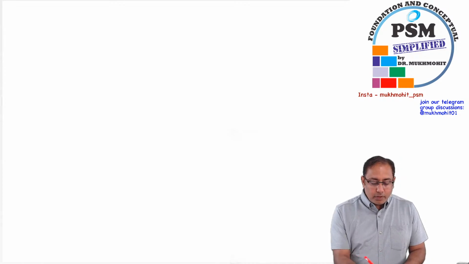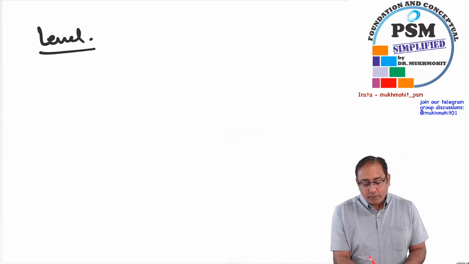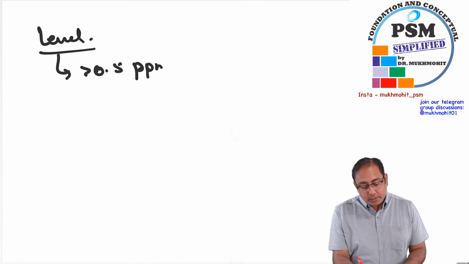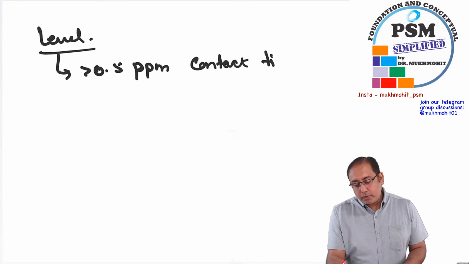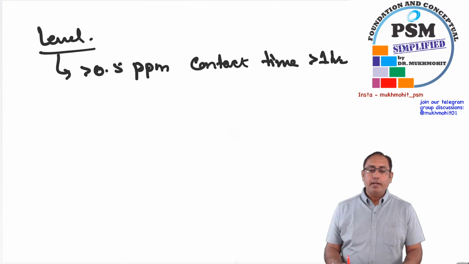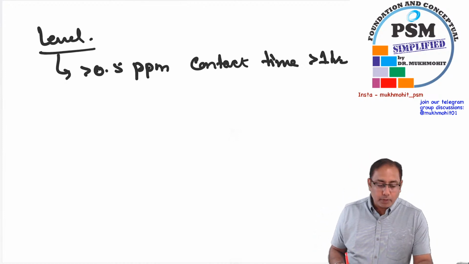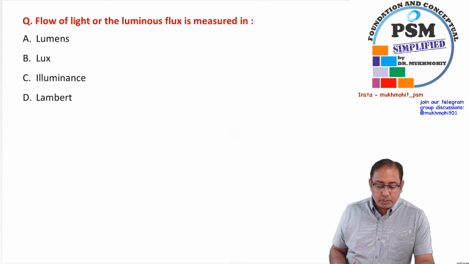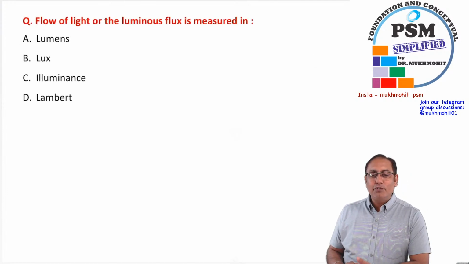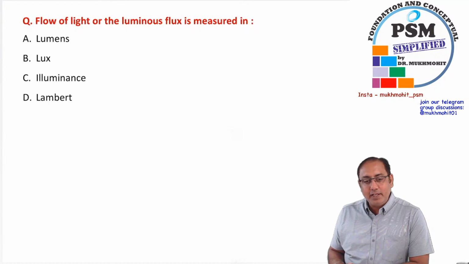How much should be the level of chlorine? The level of chlorine should always be more than 0.5 parts per million after a contact time of more than 1 hour. Absolutely correct. So flow of light or luminous flux is measured in.